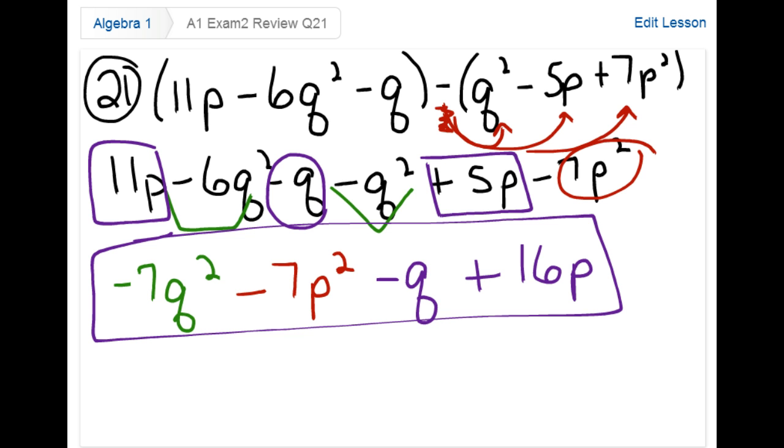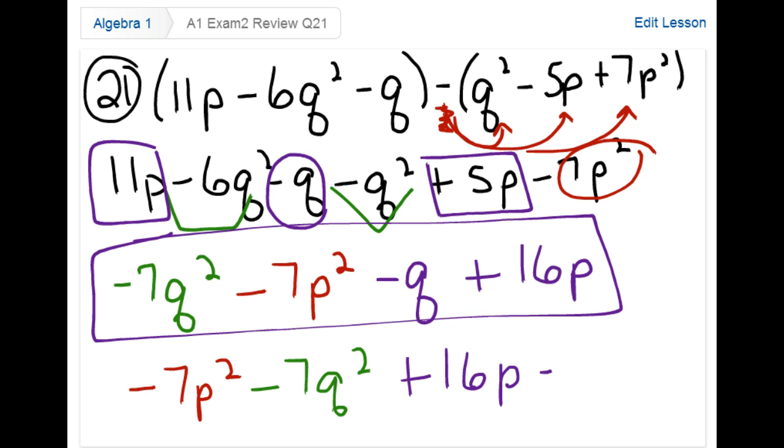And when we look at the choices that are on the paper, they start with the p terms. So we're going to take the negative 7p squared minus 7q squared plus 16p minus q. And that is answer D on the multiple choice.